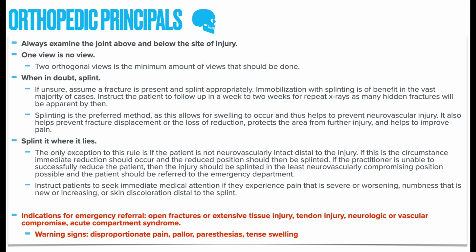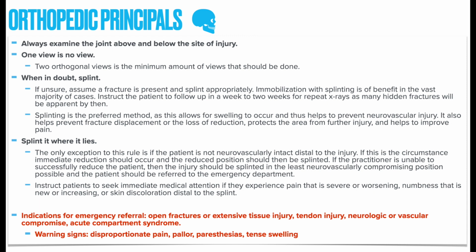Splinting is the preferred method as this allows for swelling to occur, and thus it helps to prevent neurovascular injury. It also helps to prevent fracture displacement or the loss of a reduction if that was done in the office, and it protects the area from further injury, and it helps also to improve pain for the patient. After splinting, instruct the patient to follow up for repeat x-rays, if it's indicated, as many hidden fractures can become apparent by then.